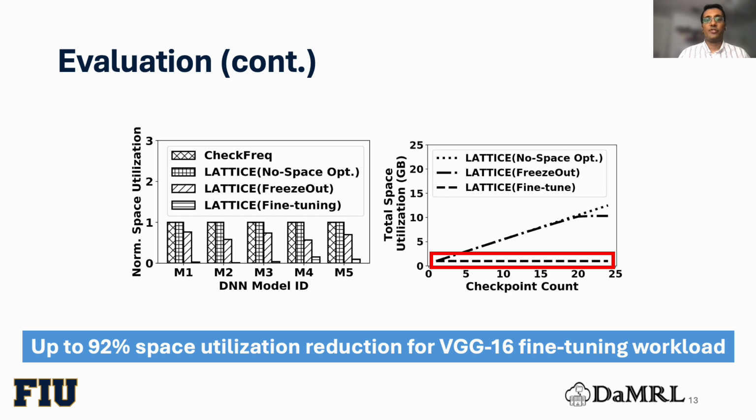And finally, we measure space efficiency or space utilization reduction by Lattice for different workloads. When Lattice cannot find space optimization opportunities, it uses the same amount of space as CheckFreq. However, when it finds opportunities, it can reduce the space utilization by a significant amount. For example, for VGG16 fine-tuning workloads where only the last two layers were tuned, Lattice can reduce the space utilization by up to 92%, as you can see on the right figure, highlighted in red.